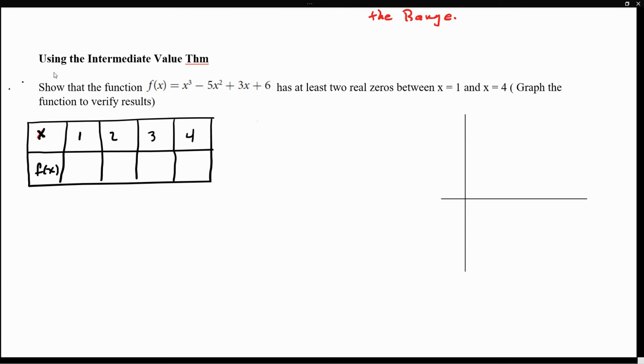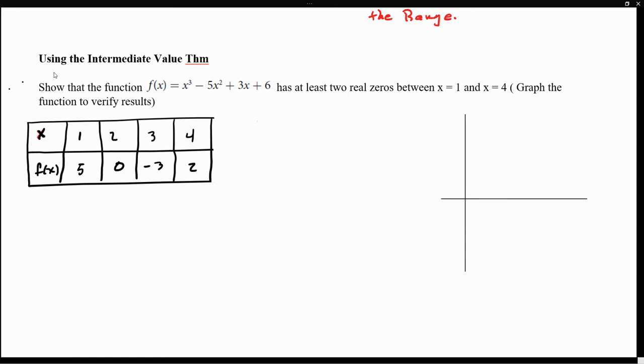And you can verify these results. But if we would have plugged 1 into the function right here, we would have gotten a 5 out. If we would have plugged in a 2 to the function, we would have gotten a 0 out. If we would have plugged in 3 to the function, we would have gotten negative 3 out. And if we would have plugged in 4 to the function, we would have gotten a 2 out.